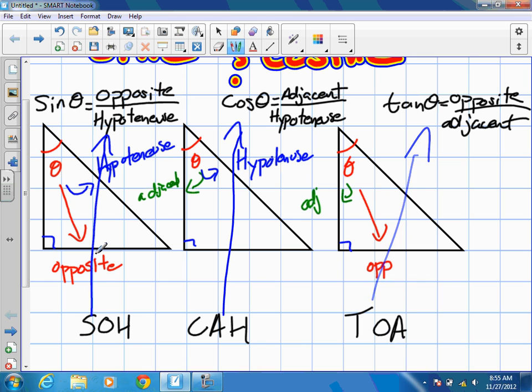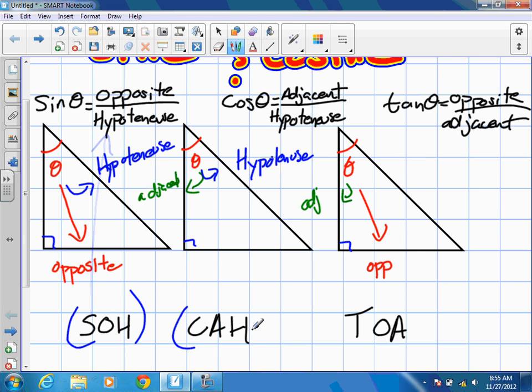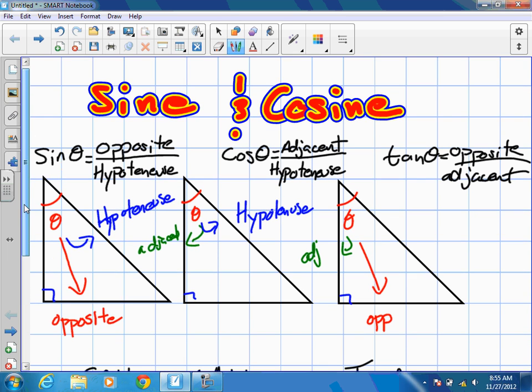Okay? So if you get confused, you're not sure, just try to remember this mnemonic device, Sohcahtoa. S-O, and it's always the hypotenuse, C-A, hypotenuse, and then toa does not use the hypotenuse. Okay? So in setting these up, we have to remember it's always in reference to what angle.